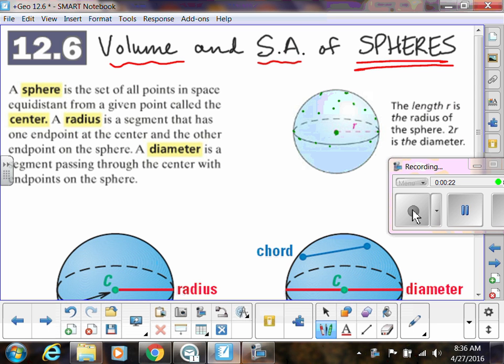The radius is the segment that has one endpoint on the center and the other endpoint on the sphere. So I have infinitely many radii, so that goes all over the sphere. And then a diameter is a segment passing through the center with endpoints on the sphere. So if I made this connected, then that would be one diameter. And again, there are several diameters in a sphere.